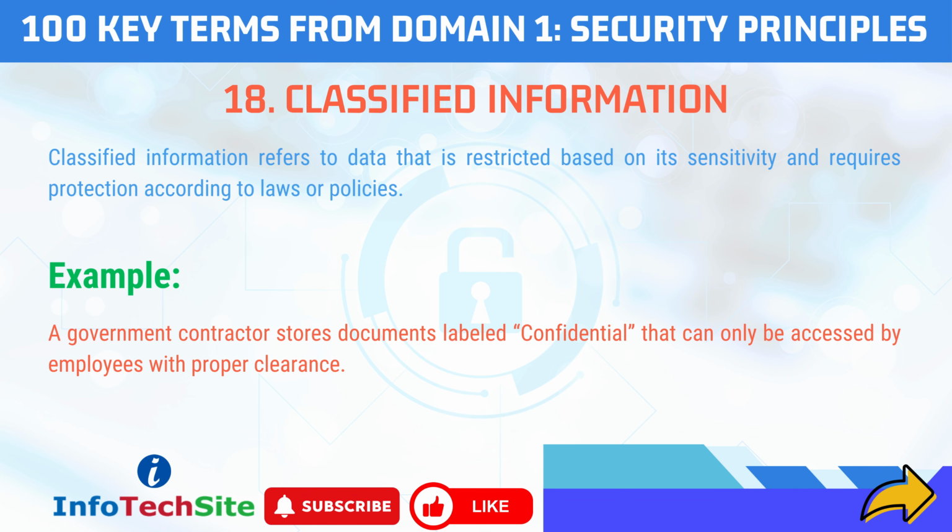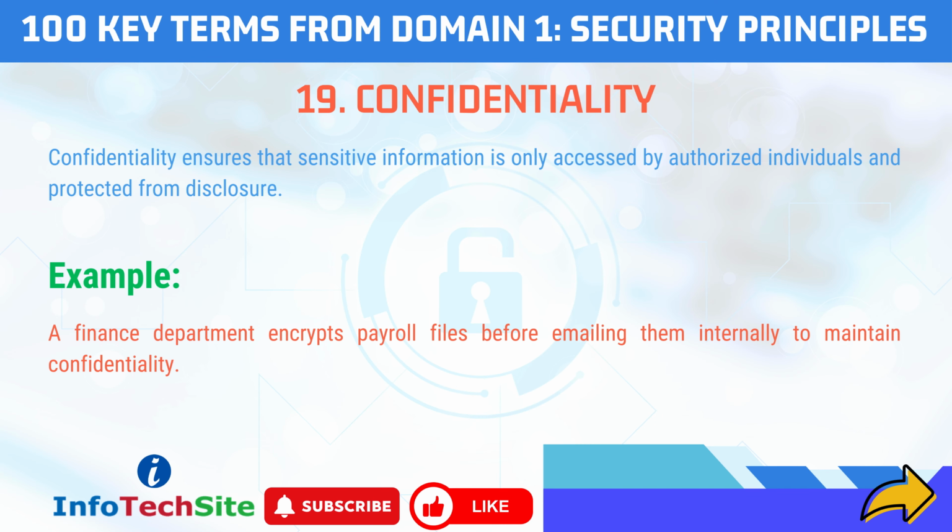18. Classified information. Classified information refers to data that is restricted based on its sensitivity and requires protection according to laws or policies. Here is an example. A government contractor stores documents labeled confidential that can only be accessed by employees with proper clearance. 19. Confidentiality. Confidentiality ensures that sensitive information is only accessed by authorized individuals and protected from disclosure.